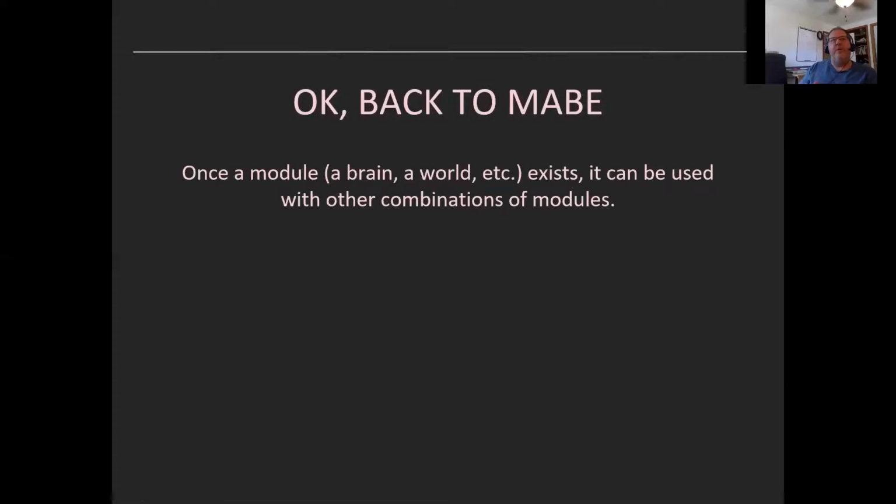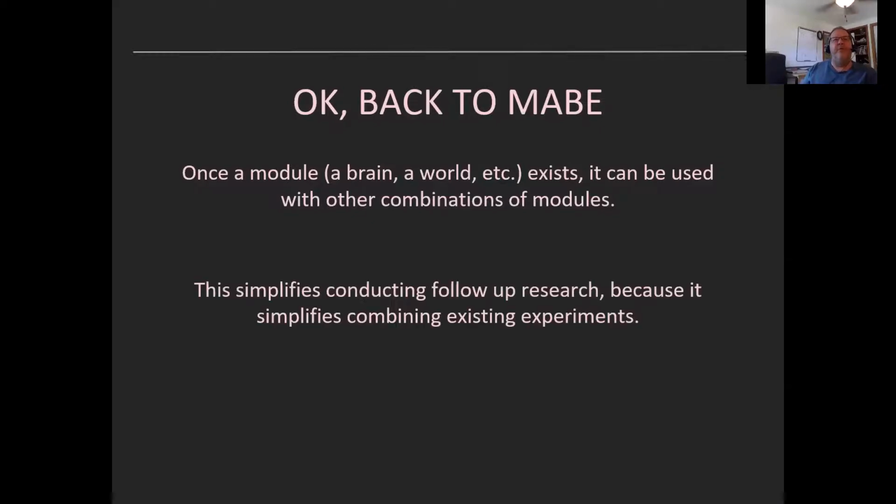So back to MABE. Once a module, be it a brain or a world, exists, it can be used in combination with other modules. This simplifies conducting follow-up research because it simplifies combining existing experiments. So if you see somebody's work and you're like, wow, I really want to continue what they've done, you can pick up MABE and then you can just extend it by adding the module you need. It's been built in such a way that it will be extendable. You won't have to hack something into it.